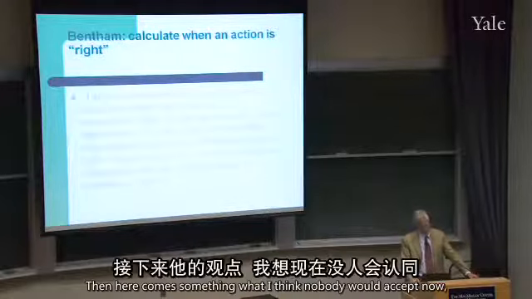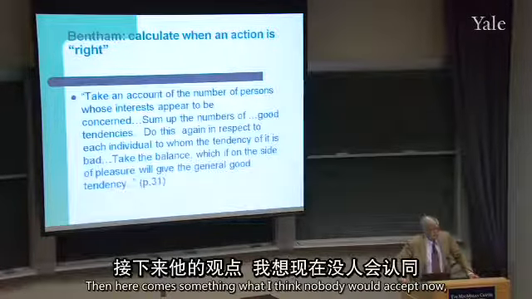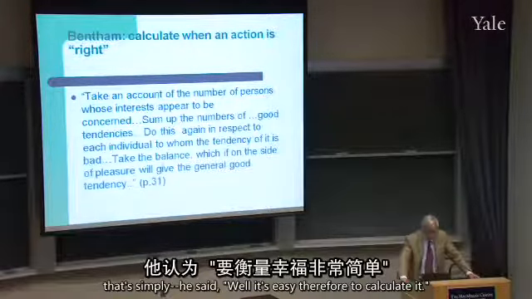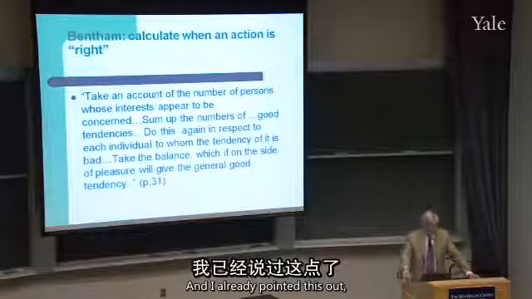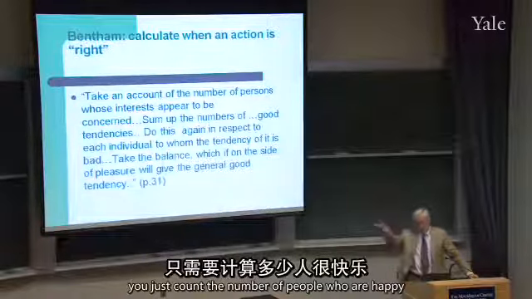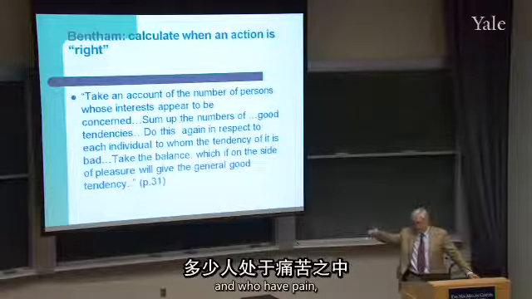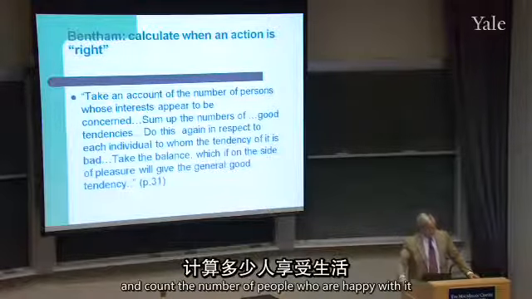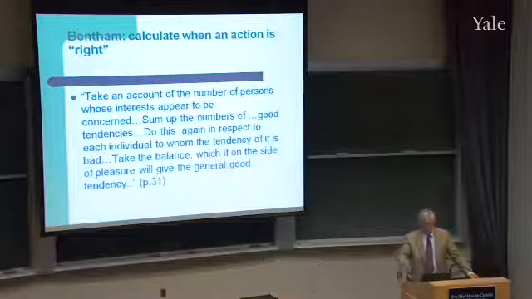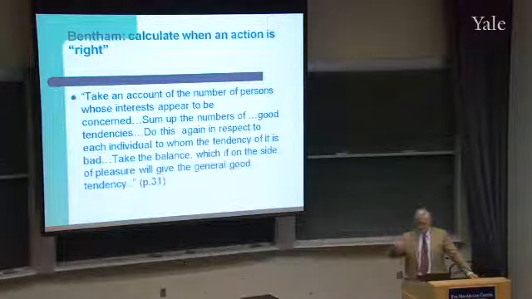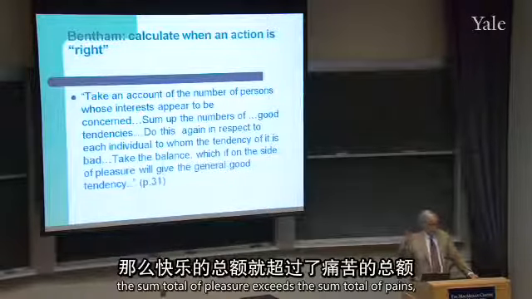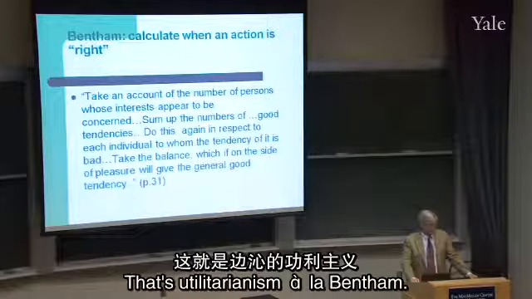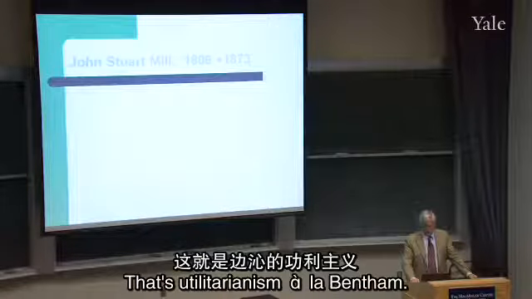Right? This is a notion of utility which is not all that far away from what economists are using even at this time. Then he comes to something which I think nobody would accept now. Simply, he said, well, it's easy therefore to calculate it, right? And I already pointed this out. You just count the number of people who have pain, and count the number of people who have pleasure. And if more people have pleasure, if the sum total of pleasure exceeds the sum total of pains, then you've got the good society. That's utilitarianism a la Bentham.